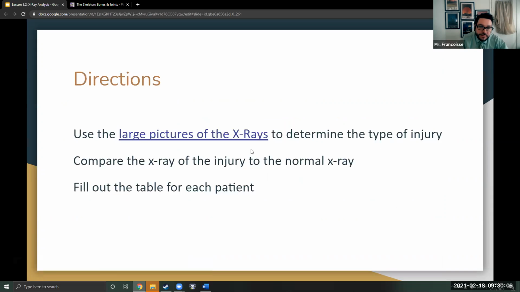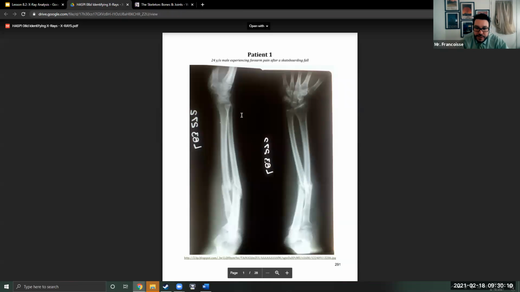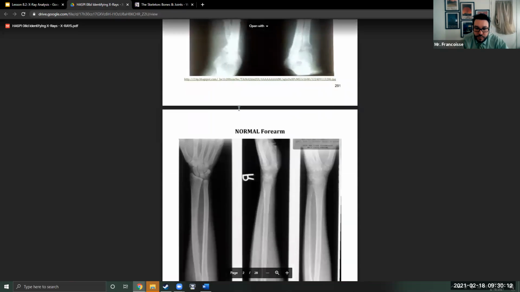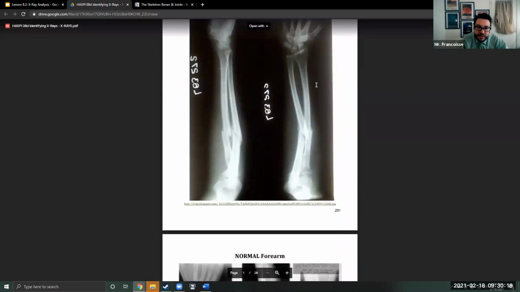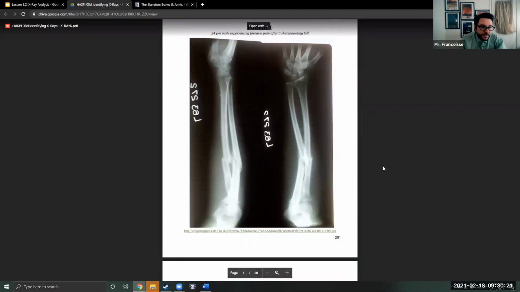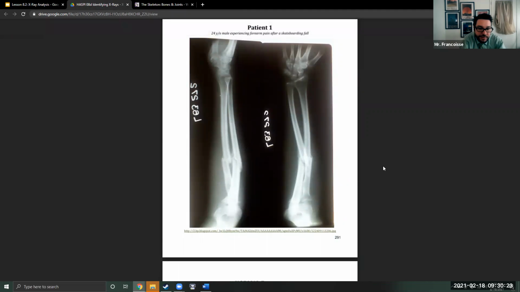So let's go through the first one together. So this is patient number 1. If we look at patient number 1, this is a normal forearm, and this is our patient's forearm. So we can pretty clearly see, right, in this case, are we dealing with a dislocation or a fracture? What do you guys think? Did we break a bone or is it out of place?